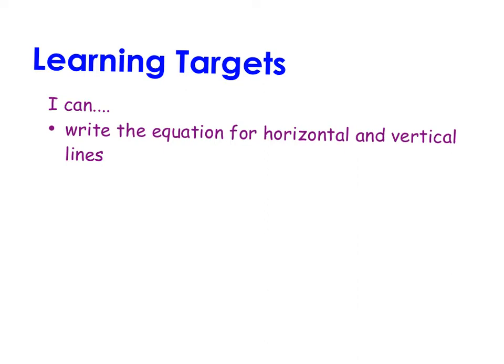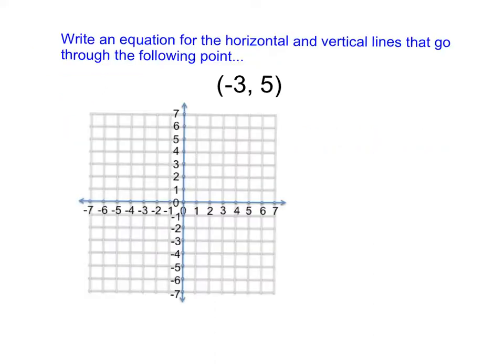In this video, we're going to write the equation for horizontal and vertical lines. So in this example, we're going to write an equation for the horizontal and vertical lines that go through the point (-3, 5). So the first thing we want to do is plot that point, (-3, 5). And then we're going to draw the horizontal line to start. So this is the horizontal line that goes through the point (-3, 5).